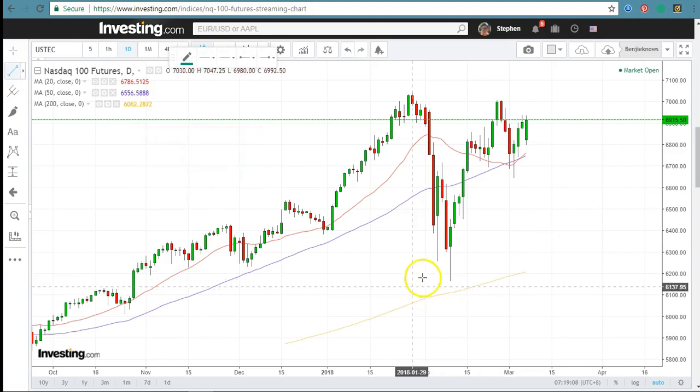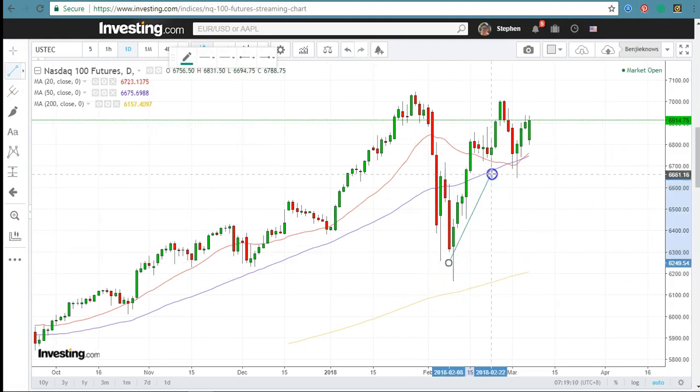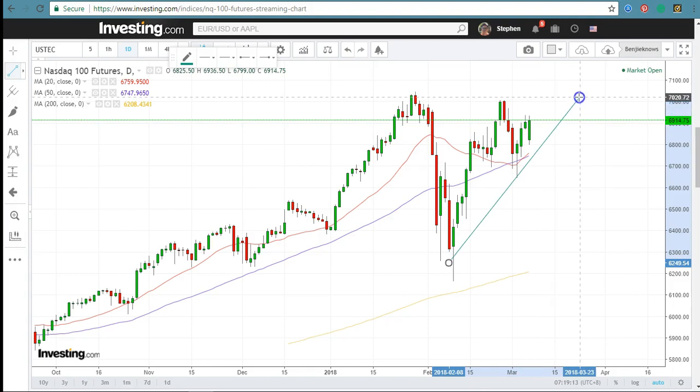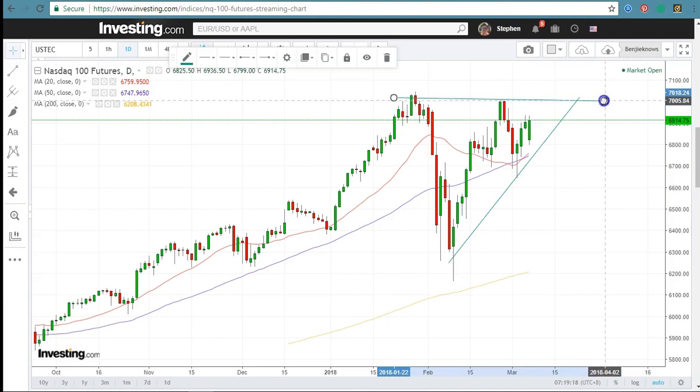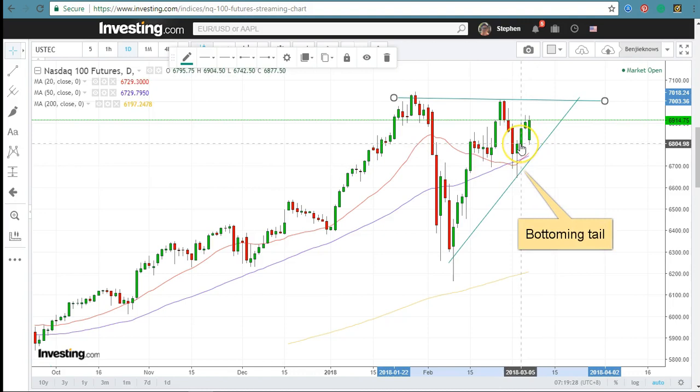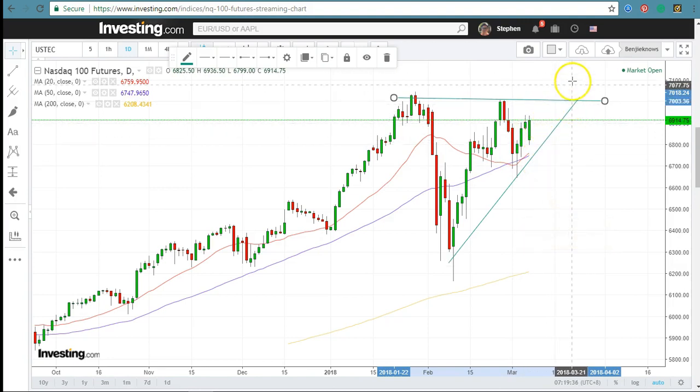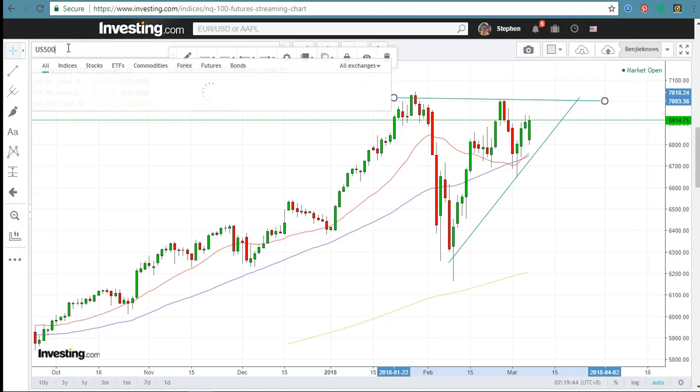We can draw something like this to connect the lows and the highs here. Now, this is not a very clean ascending triangle. It's actually a very wide ascending triangle, but you can see a bottoming tail here, right? The market rejecting to go lower during that day. If the Nasdaq is able to trade around here and then break out, then it will be bullish for the markets. Now let's take a look at the S&P 500 futures.